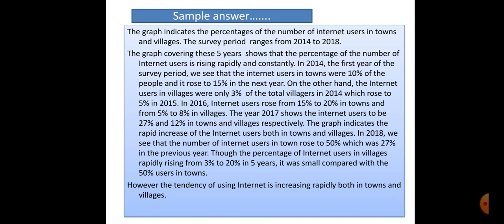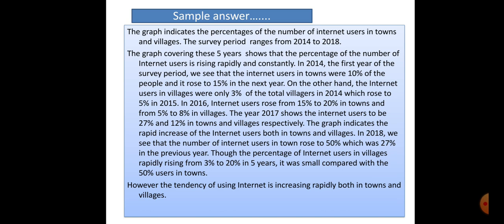The year 2017 shows the internet users to be 27% and 12% in towns and villages respectively. Here you can use this word respectively, that is very much related to both towns and villages. The graph indicates the rapid increase of the internet users both in towns and villages.